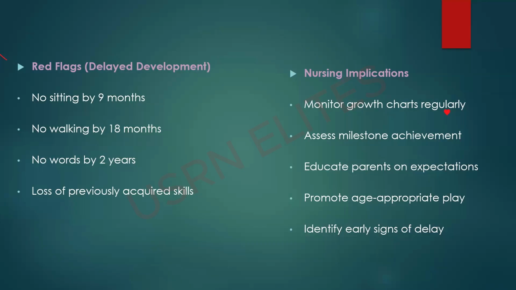Then loss of previously acquired skills. So let's say the baby learned how to do something, let's say how to climb your usual furniture. And now the child is not able to climb that same furniture he or she was climbing before. Or the baby was able to say mama, and now cannot say mama. That is a red flag.